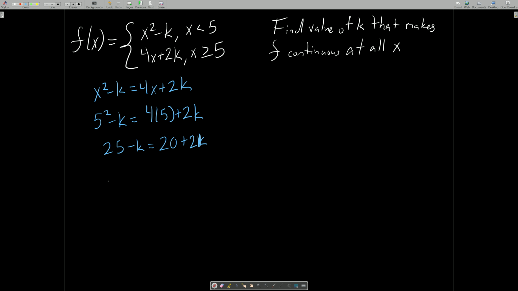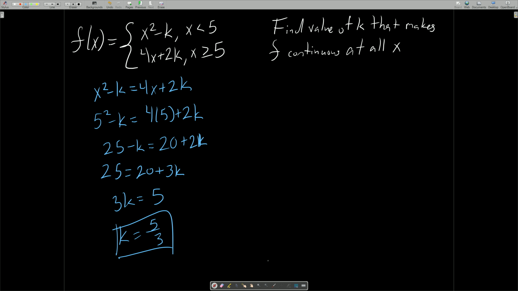So you add k to both sides. 25 equals 20 plus 3k. And you subtract 20. Yeah, 3k equals 5. So k is equal to 5/3. So plugging 5/3 for k into this piecewise function will make the function f continuous.